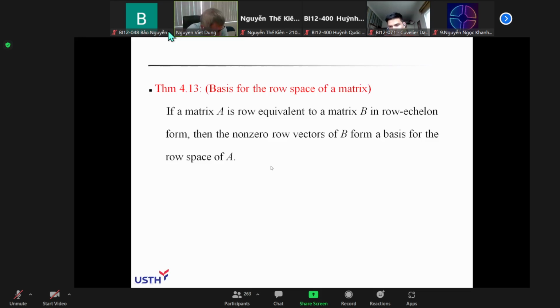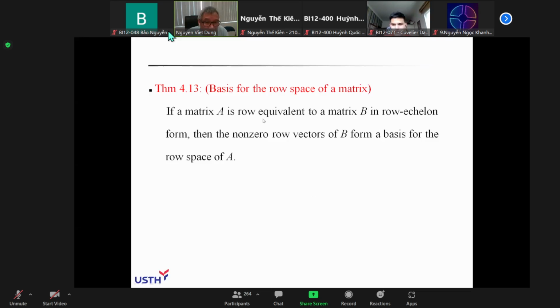Now, as I told you, the basis is something important. Sometimes you need to find the basis for a subspace. And we know already the row space of a matrix is a subspace, and you are required to find a basis for the row space of a matrix. How can you do it? And here is the way you can find it. You can find the dimension and the basis for the row space in a very easy way.